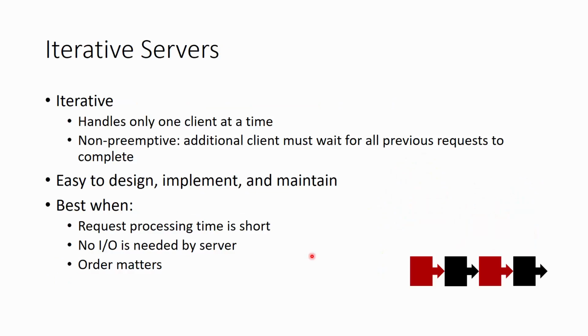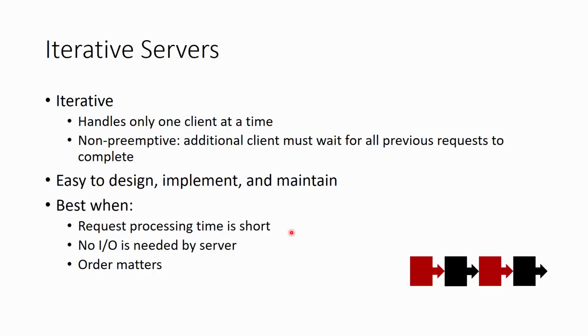Let's talk about the iterative server, just as a backwards look at it. The iterative server handles one connection at a time, one client at a time, and it's non-preemptive. That's the buzzword here. The additional clients are all having to wait for previous requests to complete. They're easy to design, easy to implement, easy to maintain, but they're only useful for when that request processing time is going to be short.